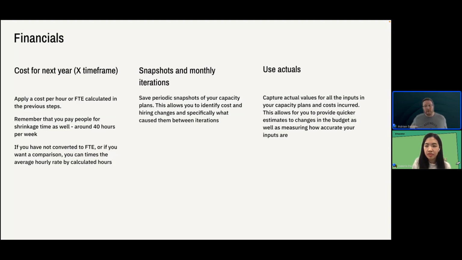So lots of different scenarios to do. That's just one way to do it. You can do it however you want. And then the other one here is to use actuals. So we talked about this, especially in like the attrition, put in the actuals.